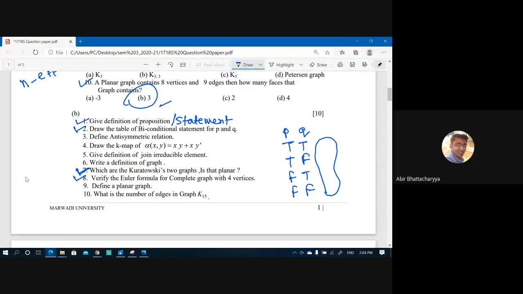What is the number of vertices for a complete graph with 4 vertices? 4 vertices are given, so n equals 4. And it is a complete graph, so you can figure out the number of edges. What is the value of e? Then calculate the number of faces f. Don't just write in a theoretical manner, write in a numerical manner. Yes, that is correct.